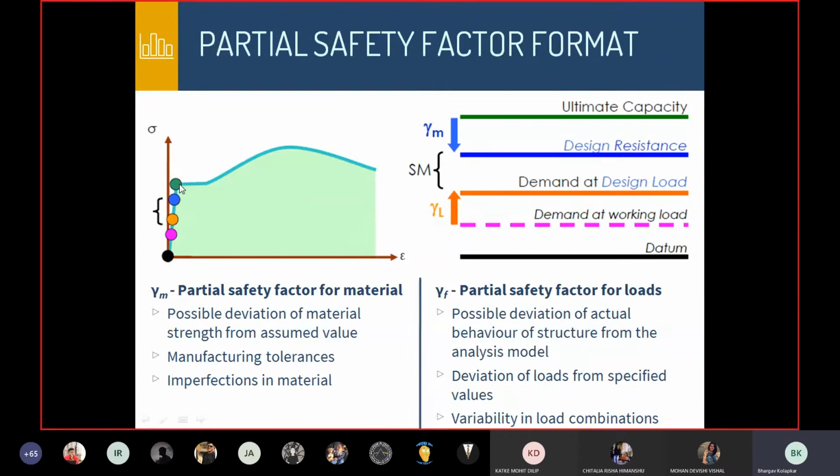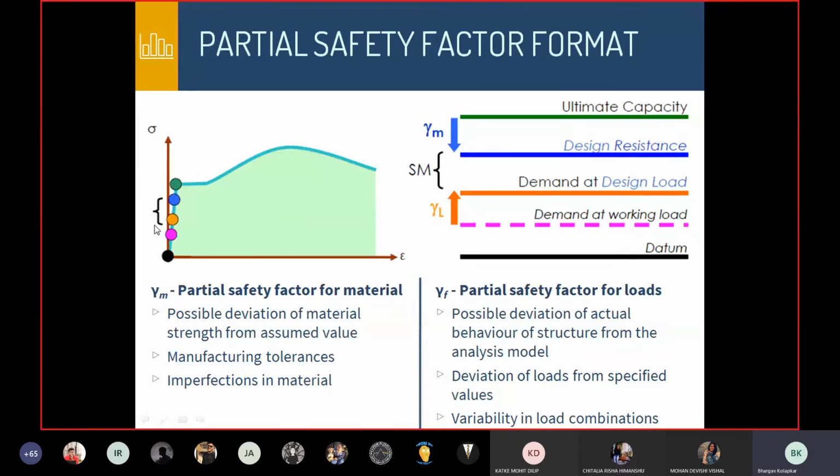If from the test I find that the ultimate capacity is 100, I divide it by a factor to account for all the uncertainties in the material, like manufacturing tolerances, imperfections, possible deviation of material strength from the assumed value, and so on. I considered all these factors and divided the ultimate capacity by a factor called gamma m, or the partial safety factor. So now I'm targeting the blue dot here. I'm not targeting the green dot anymore. I'm targeting the blue dot because there are certain uncertainties.